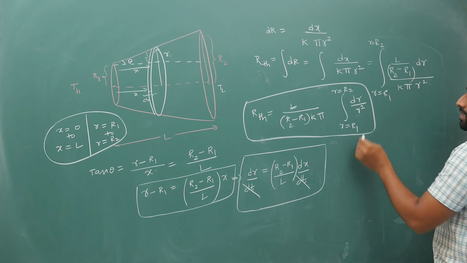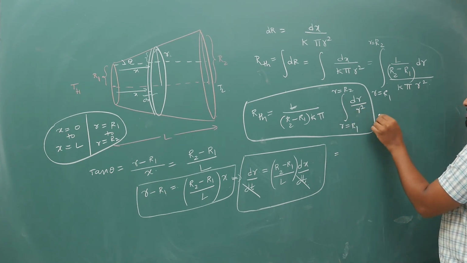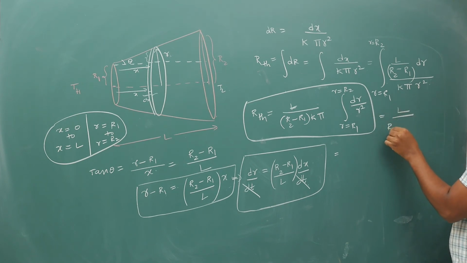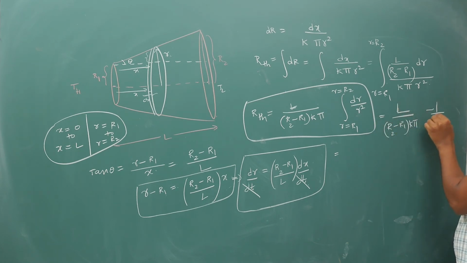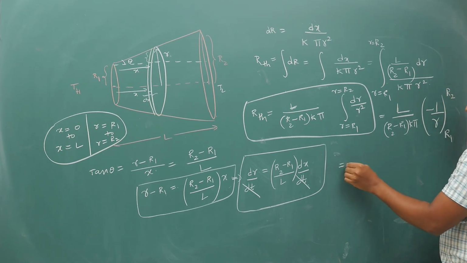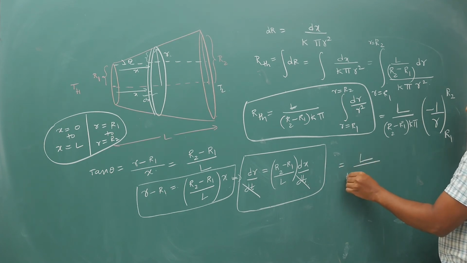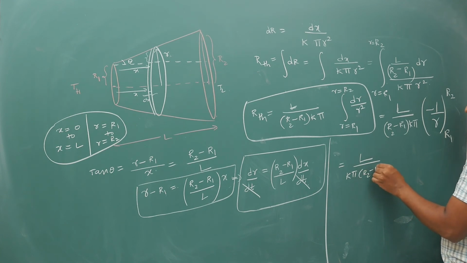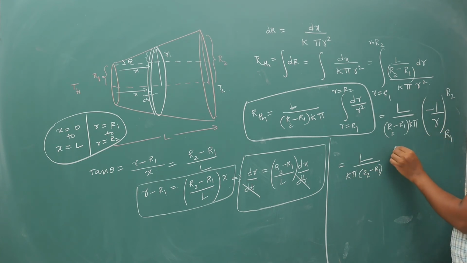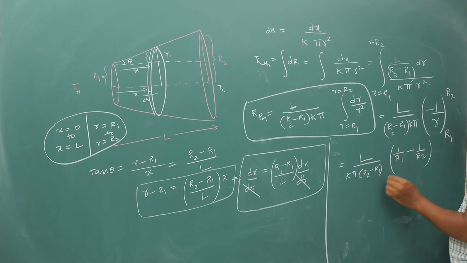So all the constants have been taken out, so if you simplify further, you get L by (R2 minus R1) times k into pi into the integral of dr by r square, which is minus 1 by r from R1 to R2. That will give you further L by k pi times (R2 minus R1) times, if you simplify, 1 by R1 minus 1 by R2.